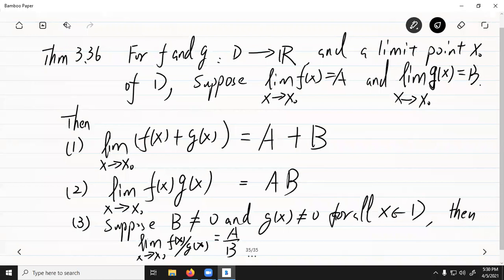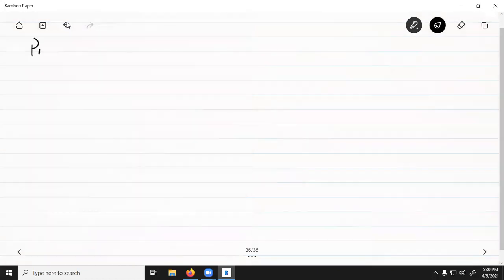For the proof, I just prove the first one. Very easy proof. Then you can use the same way to prove the other two. The proof of the first one.